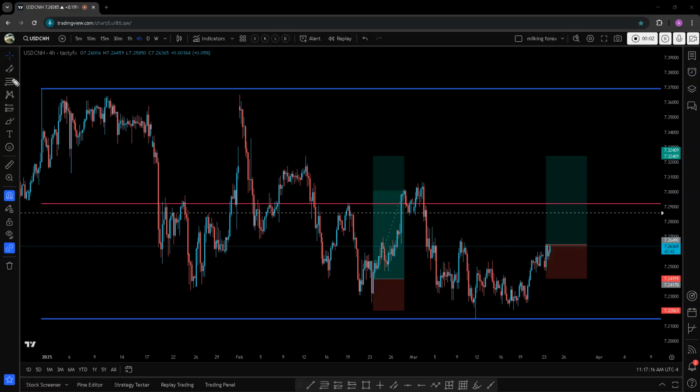So we are looking at another setup at USD CNH, that is USD Chinese yuan, and it can be visualized as a range right now. We did have certain kinds of breakouts around here which we can discuss.